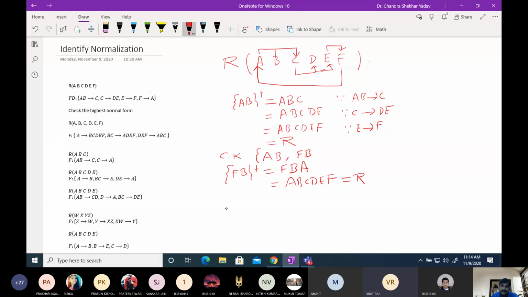Sir, BC. Yes, let me check. We find the closure of BC, then we will get BC. Then with the help of C, we can associate DE, and with the help of E, we can associate F, and with the help of F, we can associate A, and this is R. So BC is also a candidate key. Now find out whether there is any other candidate key.